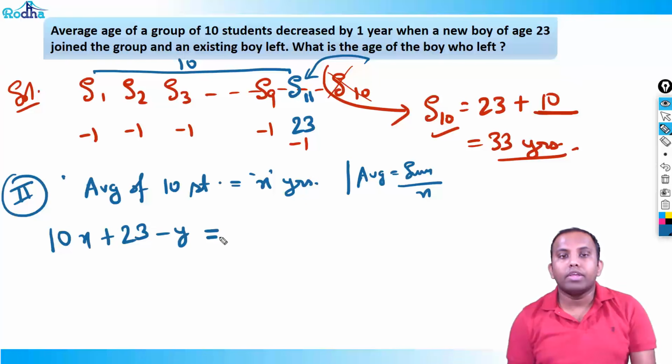And now the average age of the whole group decreased by 1 year. So earlier it was X, now it becomes X minus 1, and still total 10 students. So total age is how much? 10 into X minus 1, right? So equate total age. Total age is same in both.